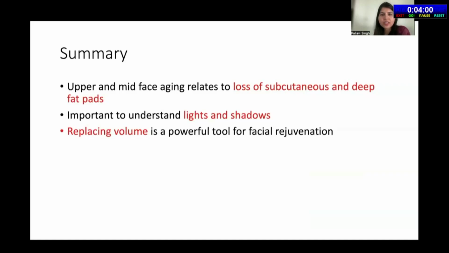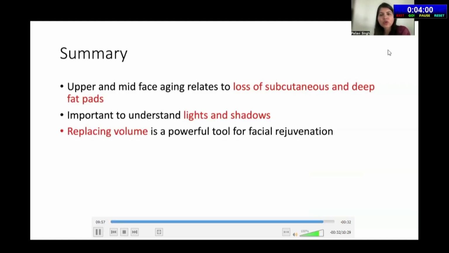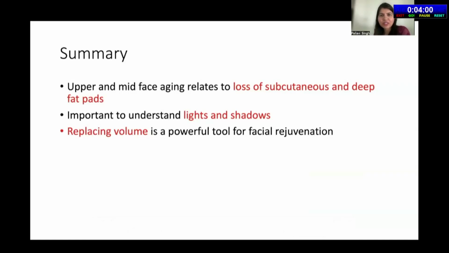So to summarize, a lot of the upper and mid face aging relates to the loss of your subcutaneous and deep fat pads. There is deflation of these fat pads, there's atrophy of this fat, and it's important to understand how lights and shadows play a role in enhancing your looks, and also in enhancing what aging changes there might be. Replacing volume is a very powerful tool for facial rejuvenation, and I hope this was helpful.